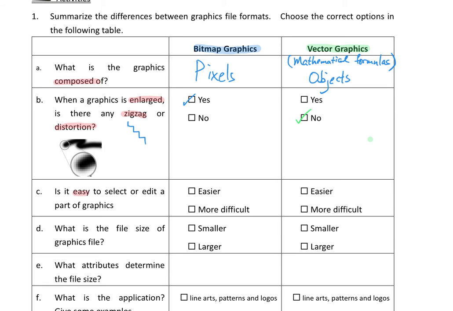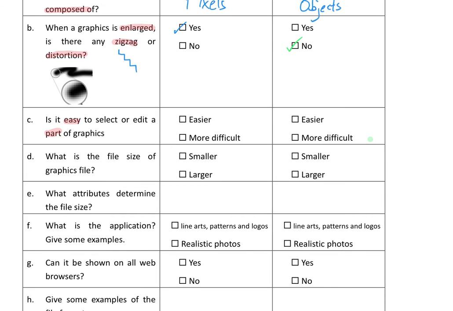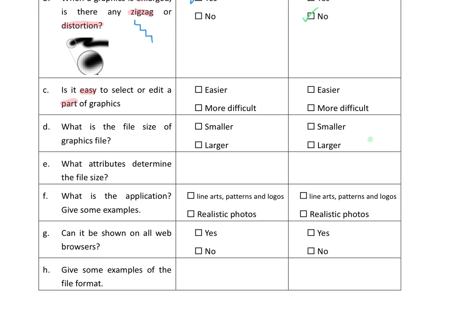Is it easy to select or edit by part? Okay, so if we say by part, then for bitmap it is more difficult to edit, and for vector it is easier. Okay, and then for the file size of the graphic, in general, that means in most cases, bitmap will have a larger file size, and for vector it has a smaller file size.